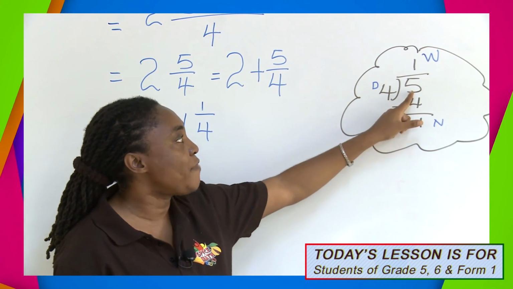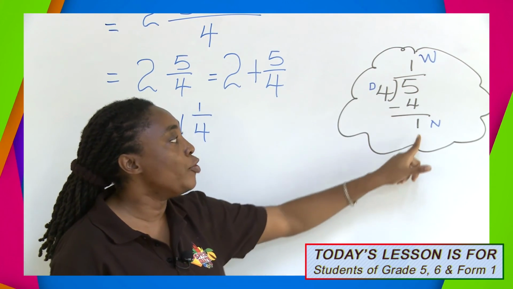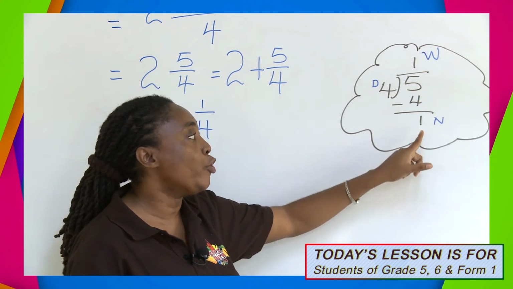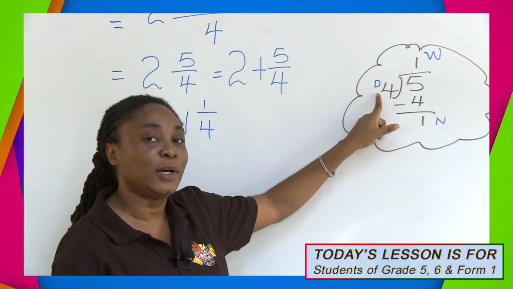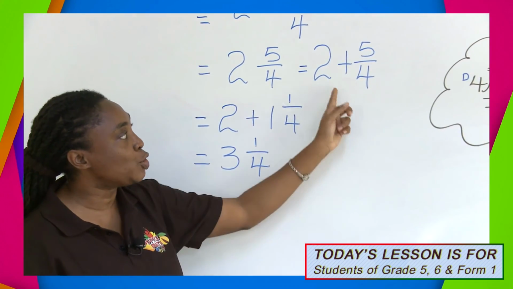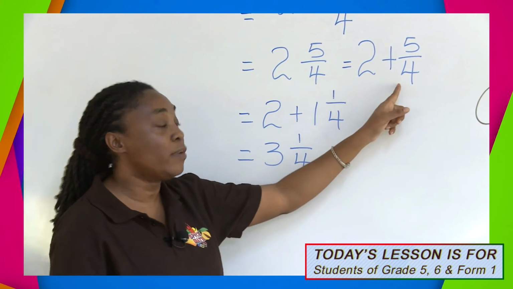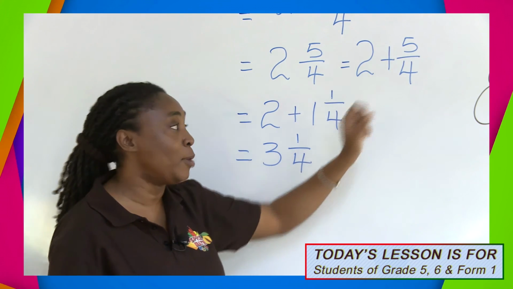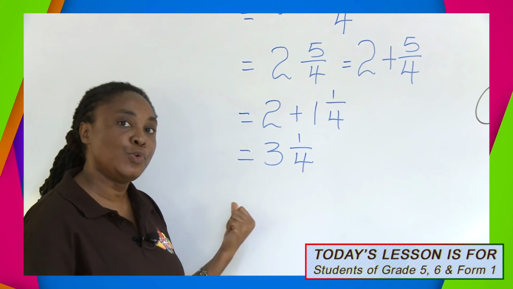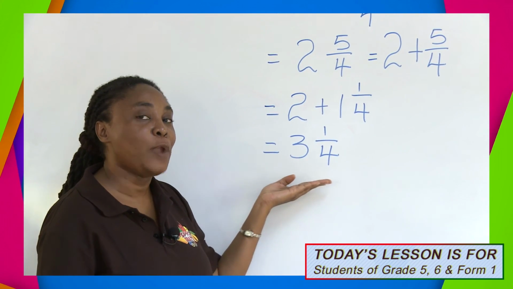Now we divided 5 by 4, gave us a whole number of 1, a remainder of 1. Whole number will be 1, our remainder will be 1, and our divisor will be our denominator. So we came back. Remember we said it was 2 plus 5 over 4. We have our 2. The 5 over 4 has been converted to a mixed number, and that's 1 and 1 over 4. When we add 2 plus 1 and a quarter, our answer will be 3 and 1 over 4.